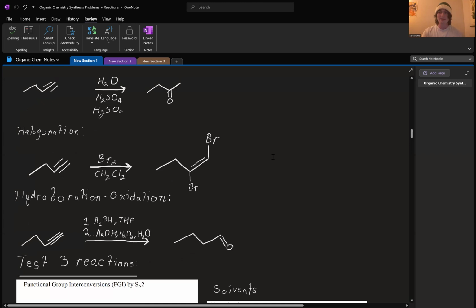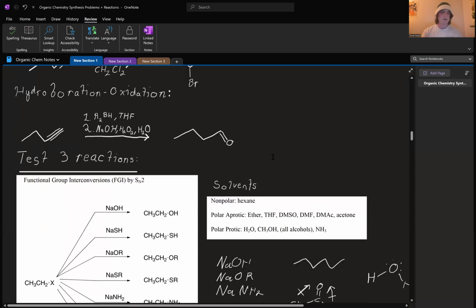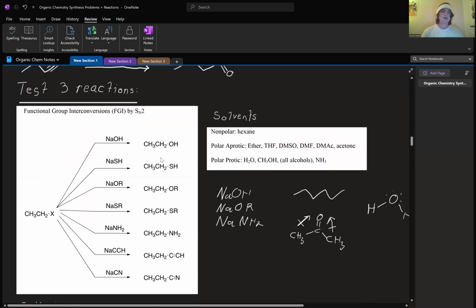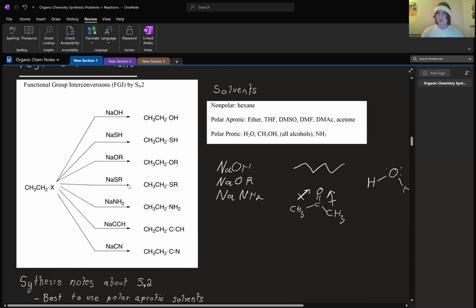Now we're going to get into our test reactions, which covers SN2, E2, SN1, and E1. So let's get right into it. All right, so SN2 here is just substitution.